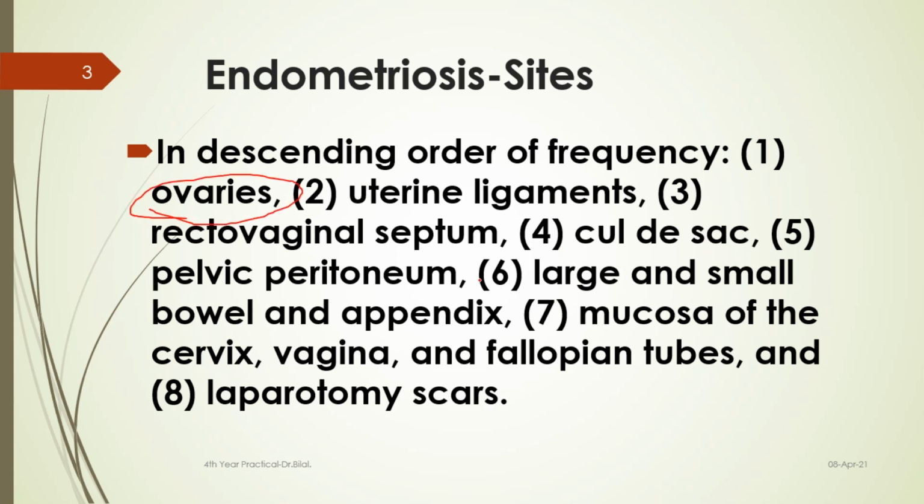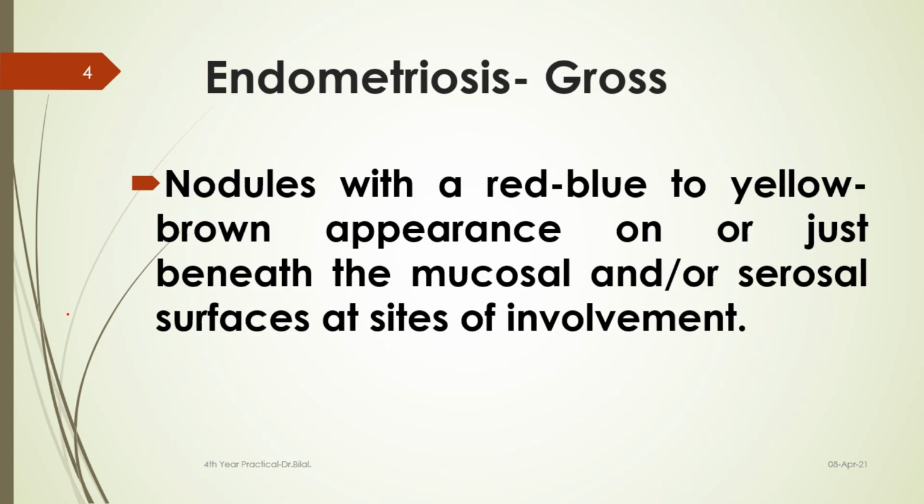are the ovaries. The tissue can be found in the peritoneum as well. It can be found in the large and small bowel. It can be found in the appendix, cervix. So there are a lot of places where endometriotic tissue can be found.